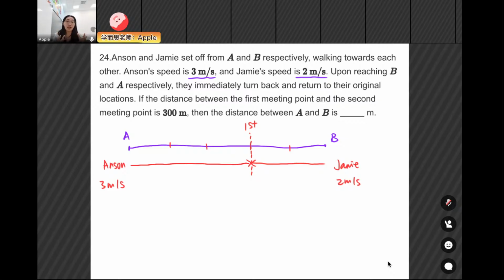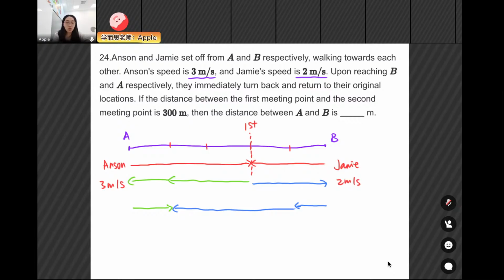And after they meet each other, what should they do? They need to move on, right? They need to move on. And then when they reach the other point, they just turn back. So here, again, let's have a look. For the next one, Anson moves on another 3 units. And then for Jamie, let me change to another color, another 2 units. Okay. And then again, another 3 units, and then another 2 units.